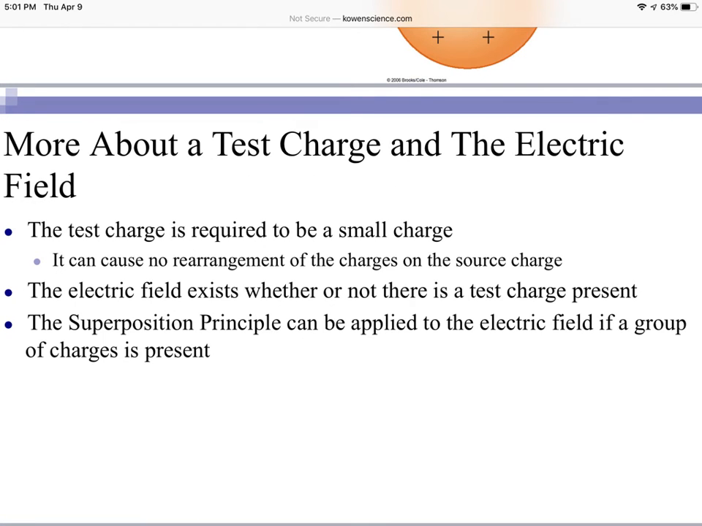The test charge is required to be small. The electrical field exists whether or not there's a test charge present. And then the superposition principle can be applied to the electrical field if a group of charges is present. The superposition principle will be one of the types of problems we will be solving in this unit.